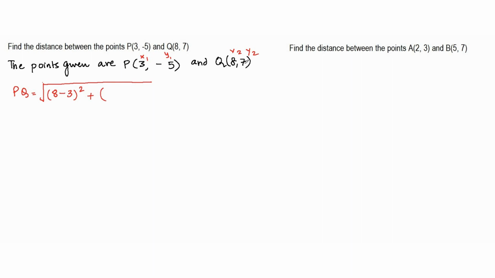Plus now I need to find the difference in their y coordinates. So I would do 7 minus of minus 5. Be very careful with the signs. 7 minus of minus 5 the whole square.